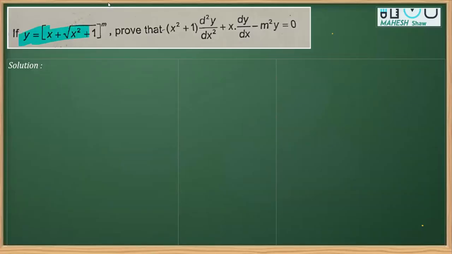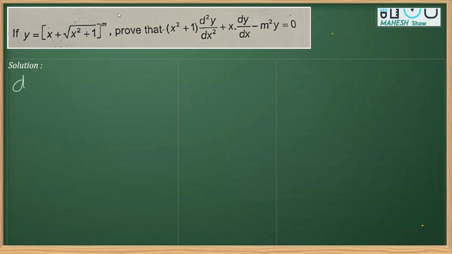Here we are given y is equal to (x plus under root x square plus 1) raised to the power m, and this is what we have to prove. Now let's say I find the differentiation in the first go. So, differentiating both sides with respect to x.